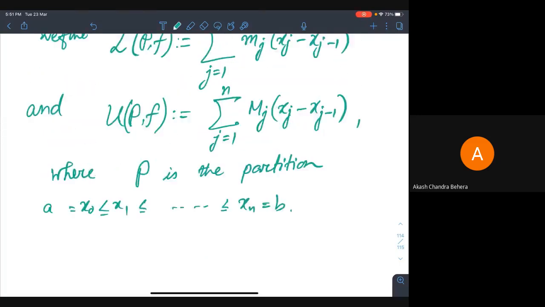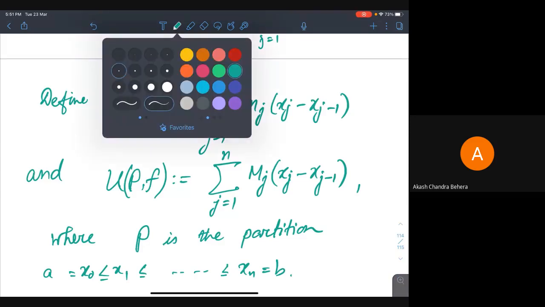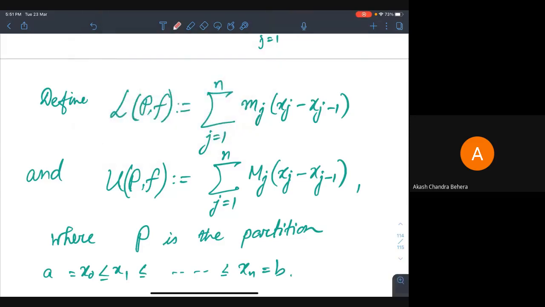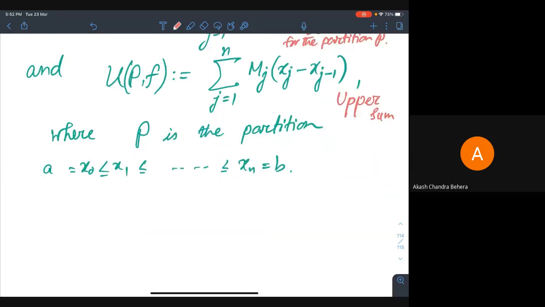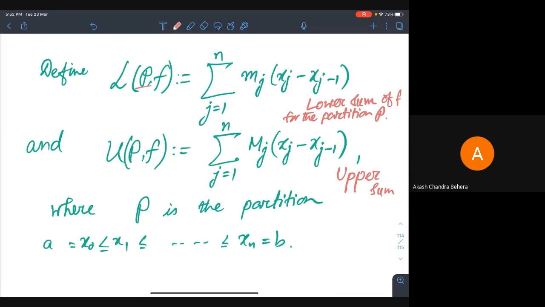So this one is sometimes called, this has a name. So this is the lower sum of f for the partition P. So in short, lower sum, and this is called the upper sum, right? L for lower sum actually.